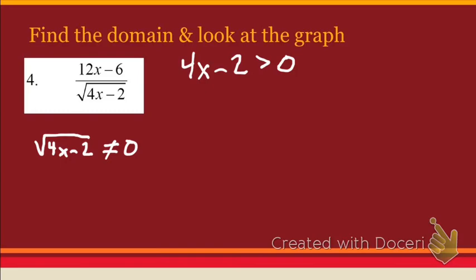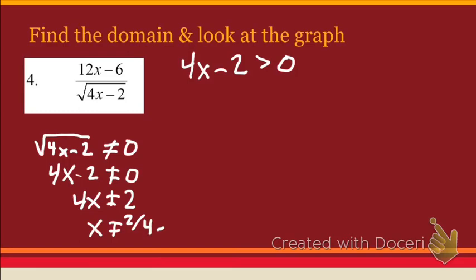So we're going to solve this. We're going to square both sides, and we get 4x minus 2 does not equal 0. And then we're going to add 2 and divide by 4. So when you divide by 4, you get x cannot equal 2 over 4, or 1/2. Alright, so x cannot equal 1/2.